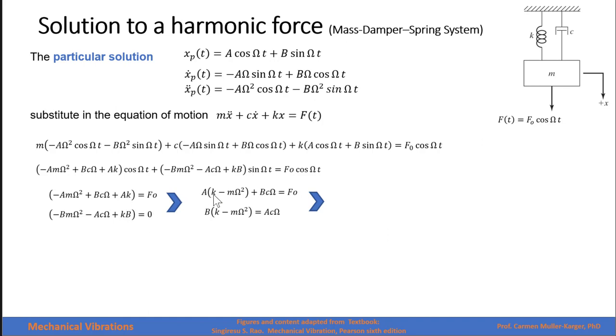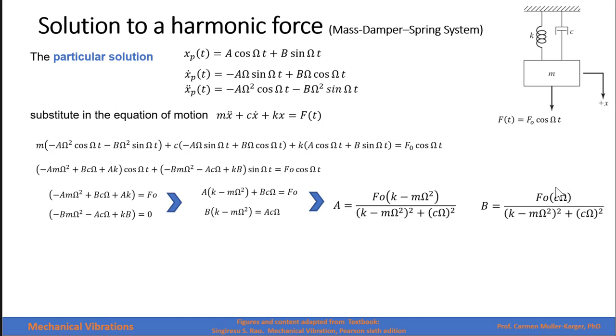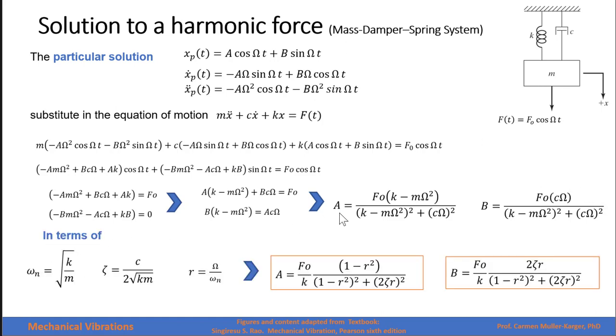Then I have 2 equations with the 2 unknowns A and B, and with a little bit of algebra, I find the value for A and I find the value for B. If I put those equations in terms of my natural frequency, which is the square root of k over m, my zeta, which is the damping ratio, the damper coefficient divided by the critical damping, and the frequency ratio, which is the frequency of the external force divided by my natural frequency, A and B become this expression and this expression.